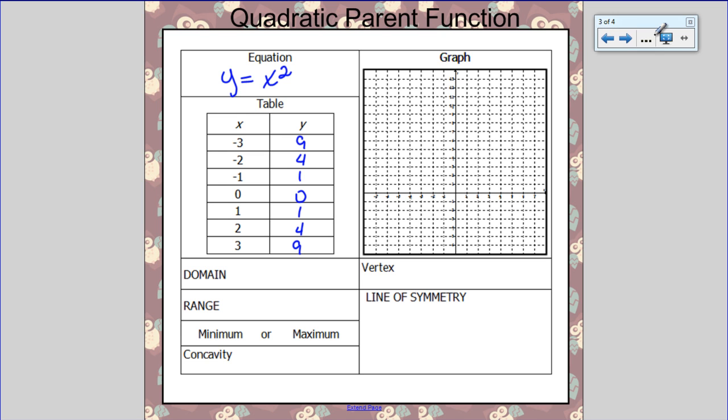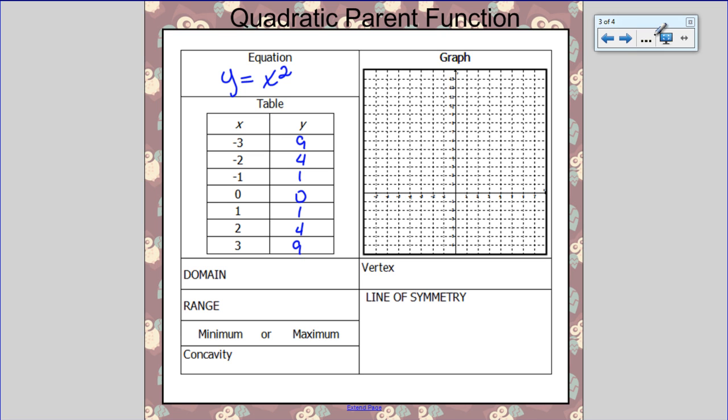And so hopefully you notice here, you should be able to see the symmetry happening with this parabola because it goes 9, 4, 1, then 0, then 1, 4, 9. So it's getting smaller to 0, and then it repeats itself in reverse order because now it's getting bigger. So I'm going to plot these points so I can make my graph.